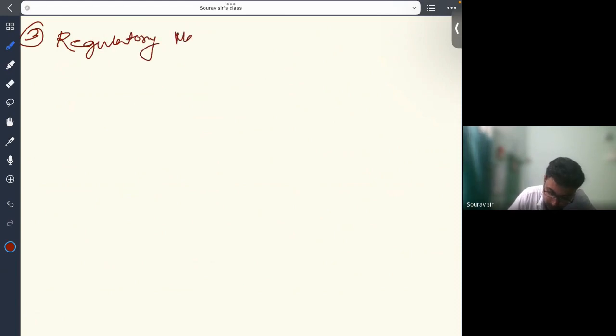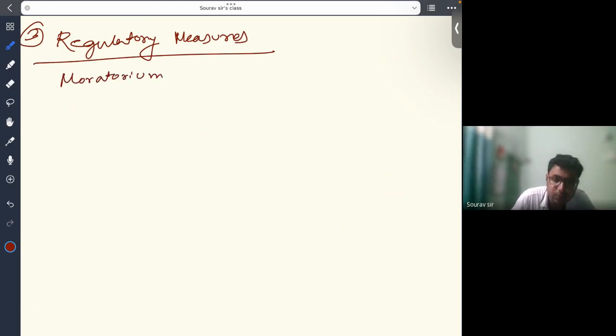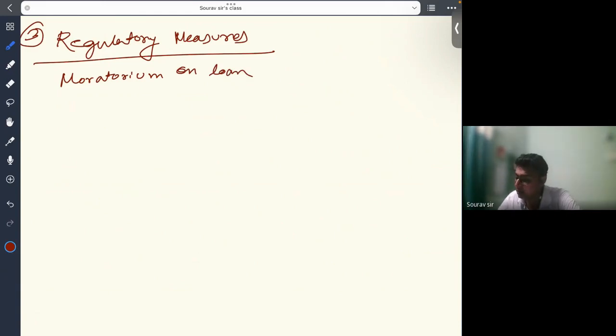The third measure taken by the Reserve Bank of India was regulatory measures. The Reserve Bank of India announced regulatory measures such as a moratorium on loan repayment and restructuring of loans for borrowers affected by the pandemic. The moratorium on loans was introduced to ease the burden on borrowers.